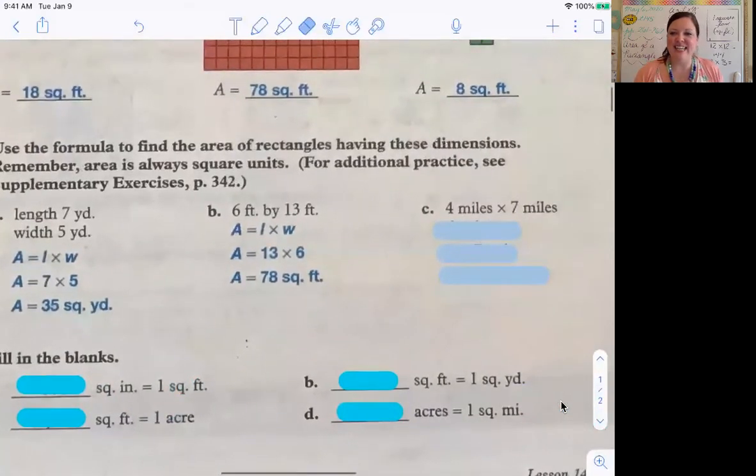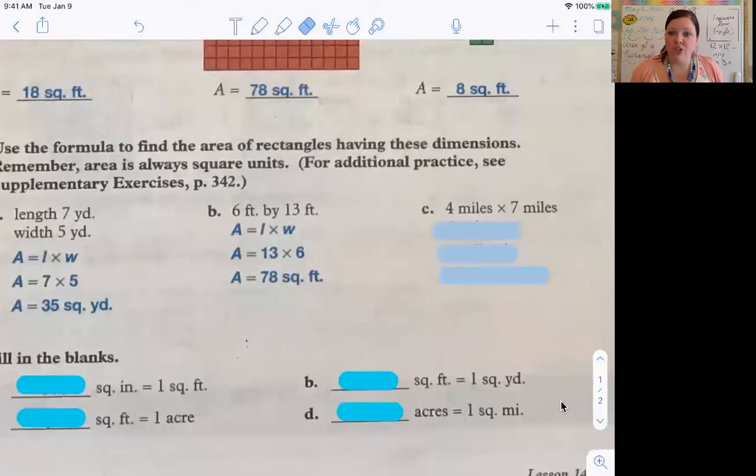Move on to C. 4 miles by, remember, they put the little X, but the X doesn't mean a multiplication sign here. It actually means the word by. Just kind of like for your Mother's Tea picture, I told you to turn in a 4x6 picture, and I put the little times sign. That means by.